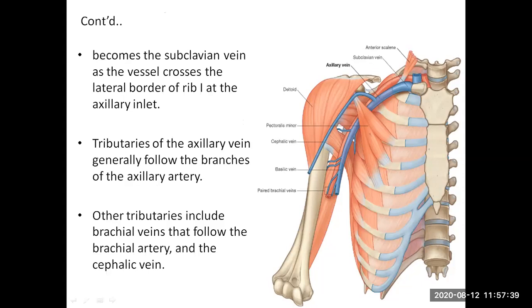Tributaries of the axillary vein generally follow the branches of the axillary artery. Other tributaries include the brachial veins that follow the brachial artery, and the cephalic vein. This one, the cephalic vein, is a cutaneous vein. This is a subcutaneous vein, which is present on the lateral aspect of the upper limb. It ascends upward on the lateral aspect of the upper limb and drains here into the axillary vein or the subclavian vein.